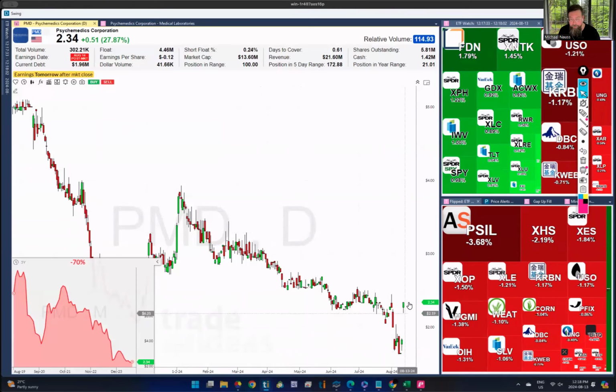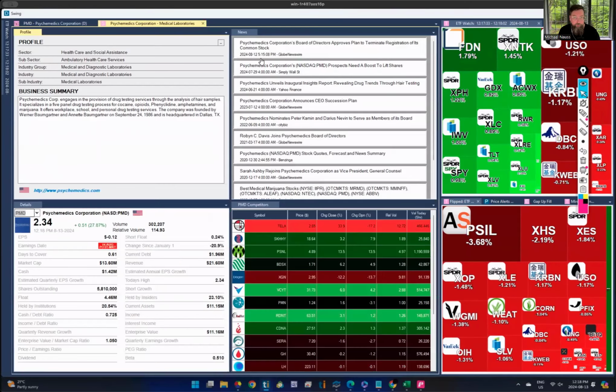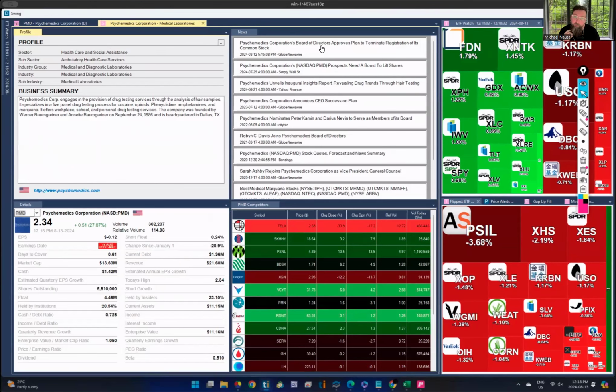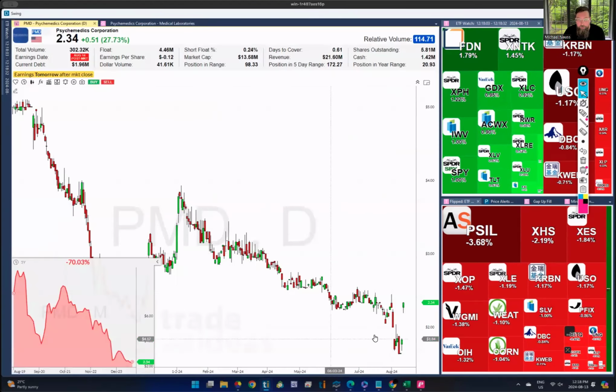So, big gap up, some sort of news. I can click through here and see the news right here. This is just what we do in Trade Ideas. Company's board of directors approves plan to terminate registration of its common stock. That doesn't seem good. I'm not a news guy, but that seems not ideal. But for a day trade, we're going to be a little bit different there.